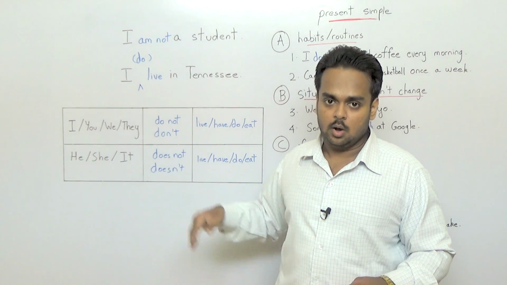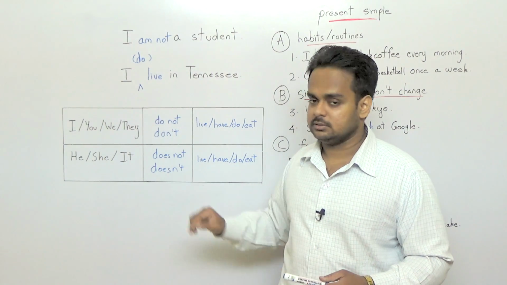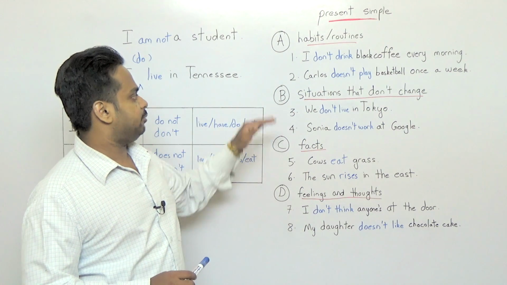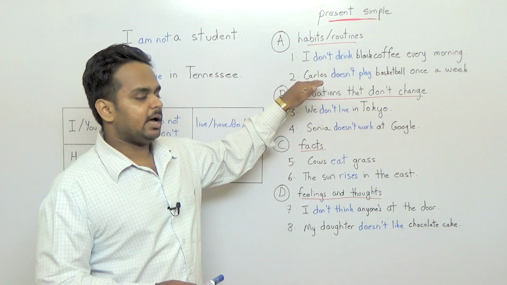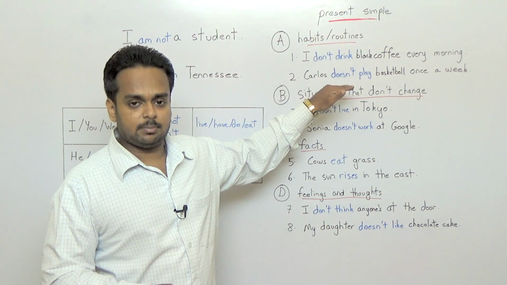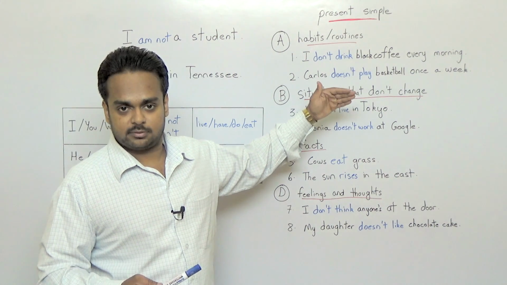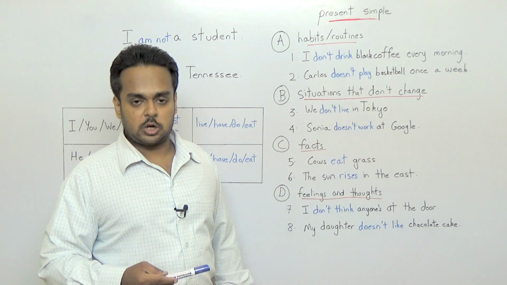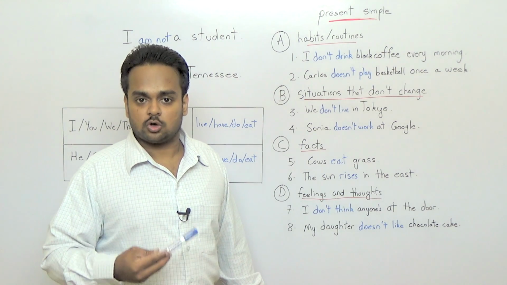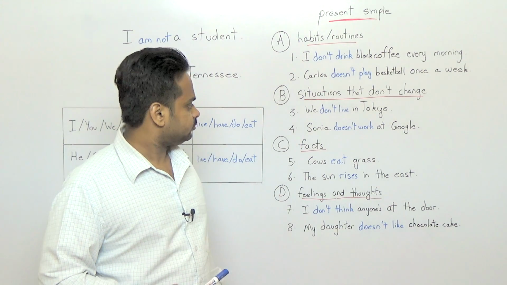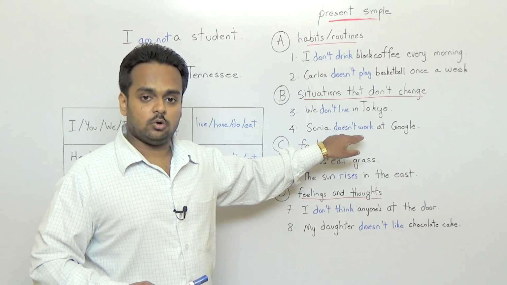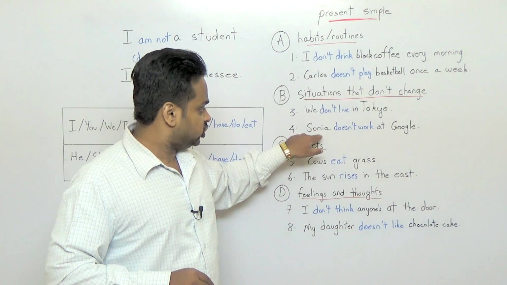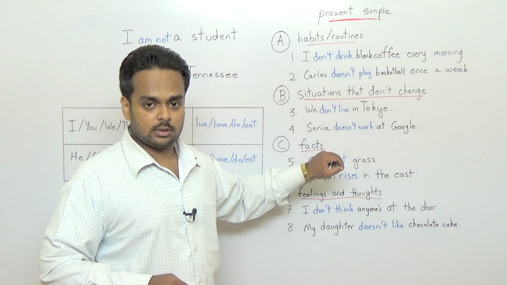Does not. When we speak, we say doesn't. Doesn't. Okay? So here are some examples. Carlos doesn't play basketball once a week. He plays basketball once a month. So Carlos doesn't play basketball. This can also be he doesn't play basketball or she doesn't play basketball. Sonia doesn't work at Google. She works at Microsoft. Again, you can say she. She doesn't work at Google.